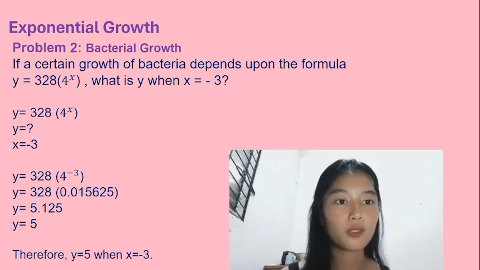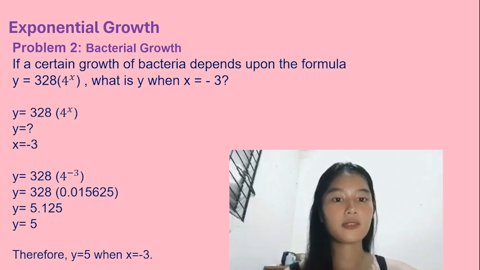Problem number 2. If a certain growth of bacteria depends upon the formula y equals 328 times 4 raised to x, what is y when x equals negative 3? So let's solve it. First, substitute the value of x. The given equation is y equals 328 times 4 raised to x. Substitute x into the equation for y.